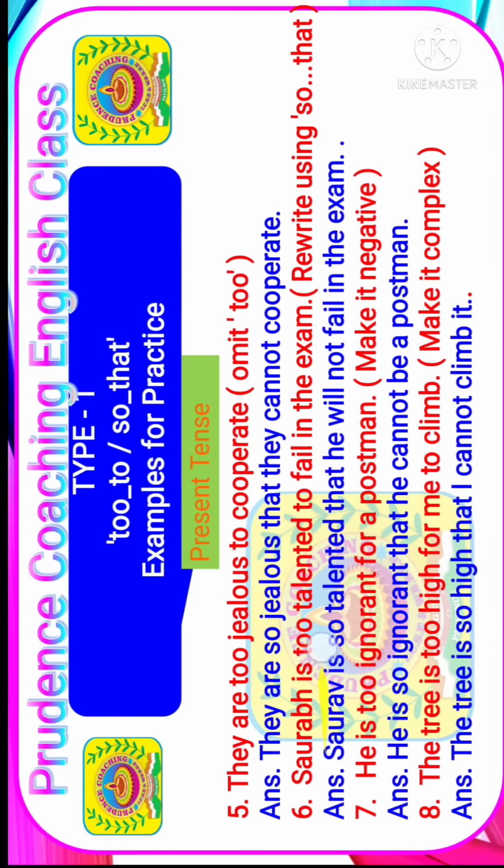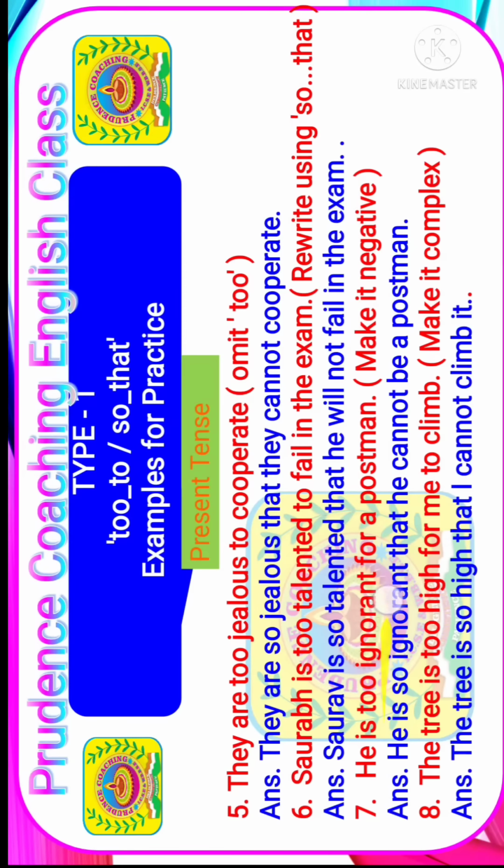Next one, Saurabh is too talented to fail in the exam. So here it will be written as Saurabh is so talented that. After that we need to use the pronoun for Saurabh. So we have used he will not fail in the examination. As here we have is, so we will use will not.